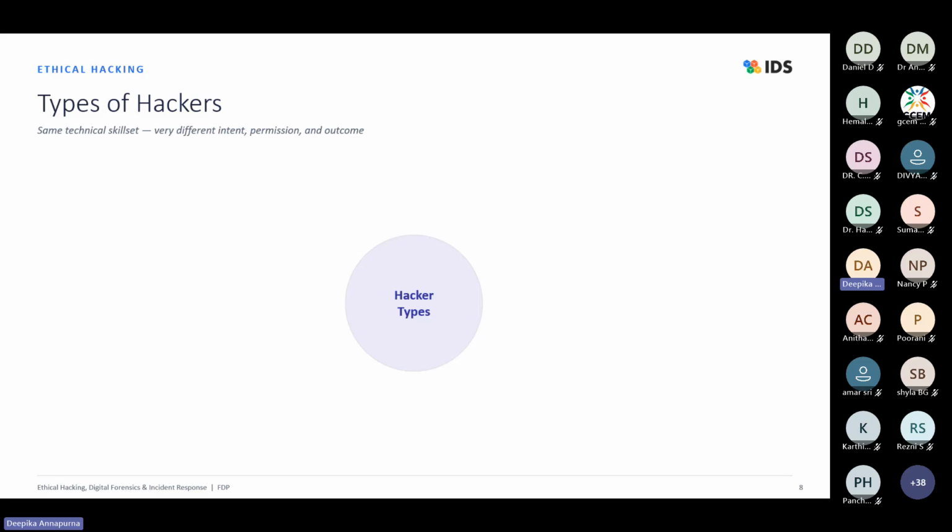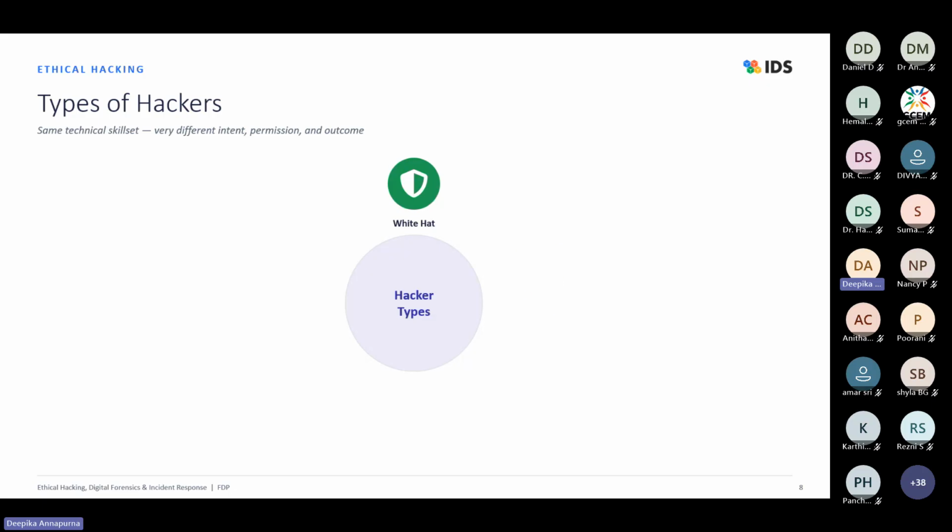So we have different types of hackers here. As I told you, there are good and bad in the cybersecurity industry. We have recognized a few categories of hackers. The first one is the white hat hackers. What are white hat hackers? These are the ethical hackers. White hat hackers are nothing but ethical hackers. They work for organizations, security firms, government agencies, banks. They will identify vulnerabilities and help the organization to improve its security posture.